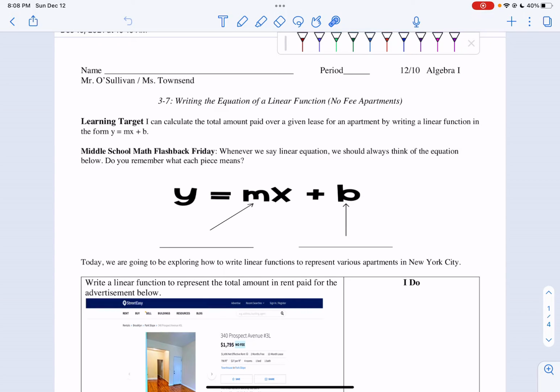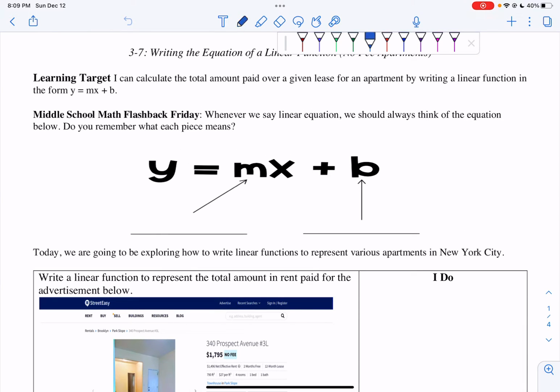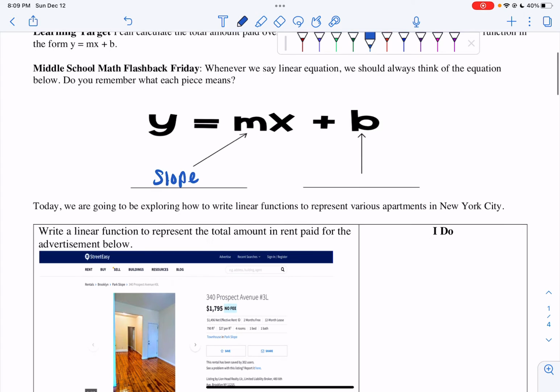Today's learning target is: I can calculate the total amount over a given lease for an apartment by writing a linear function in the form y equals mx plus b. Now whenever we say linear function, we should always think of the equation below, y equals mx plus b, where m represents our slope and b represents our y-intercept.